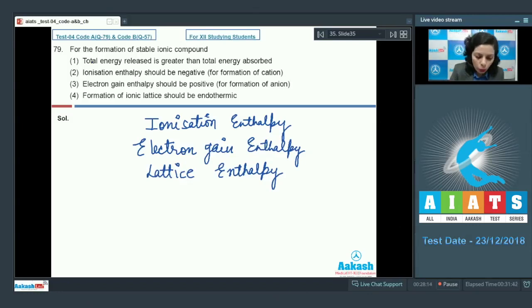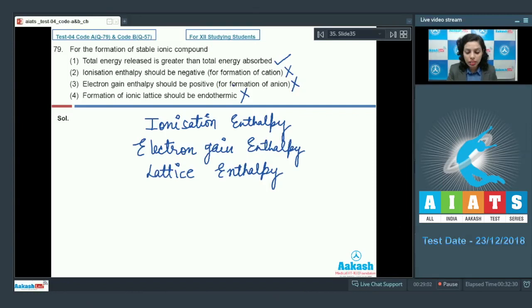So, if we talk about the options, first statement says total energy released is greater than the total energy absorbed. It's a correct statement which is given here. Further, ionization enthalpy should be negative. Ionization enthalpy is positive for the formation of cation because that amount of energy you have to provide. So this statement is wrong. Electron gain enthalpy should be positive. Electron gain enthalpy for a non-metal is generally negative. So this statement is wrong. Further, formation of ionic lattice should be endothermic. Only lattice energy cannot be considered. This does not correctly complete the statement.